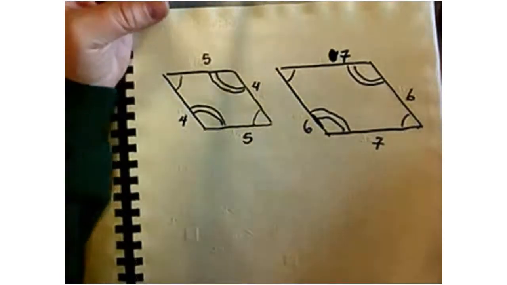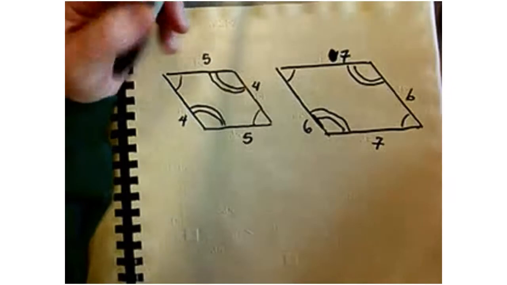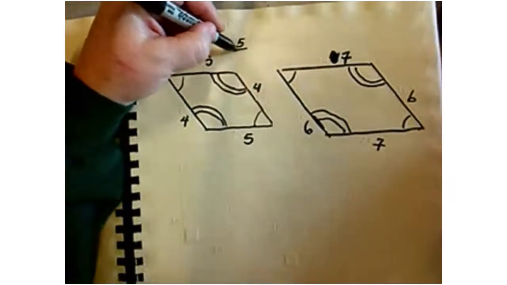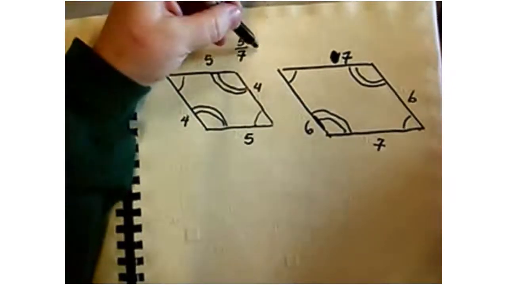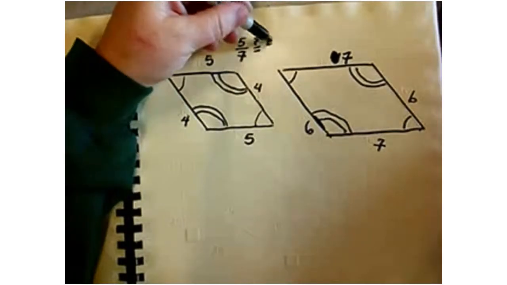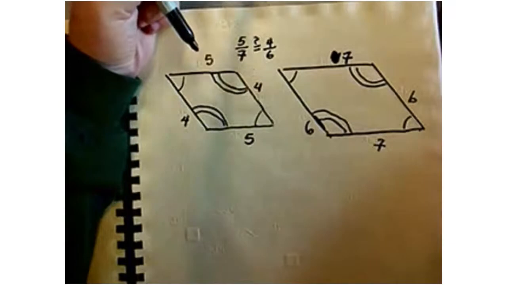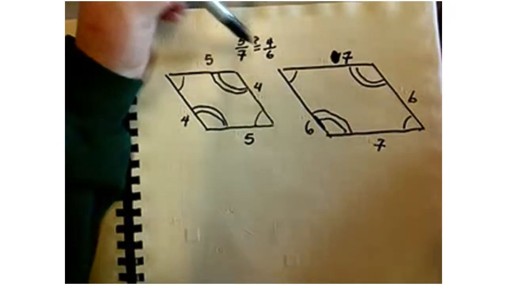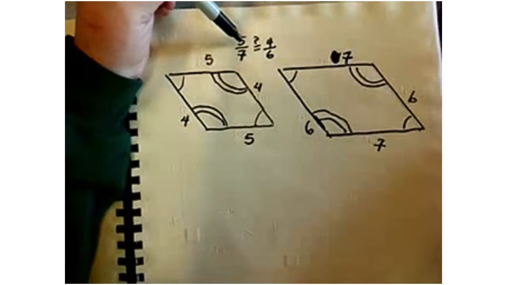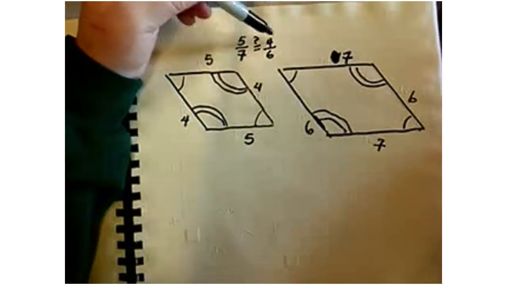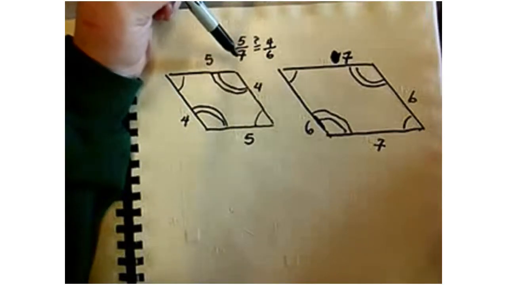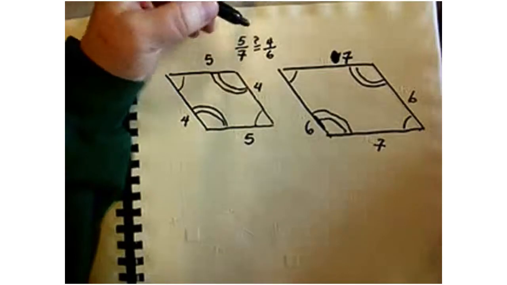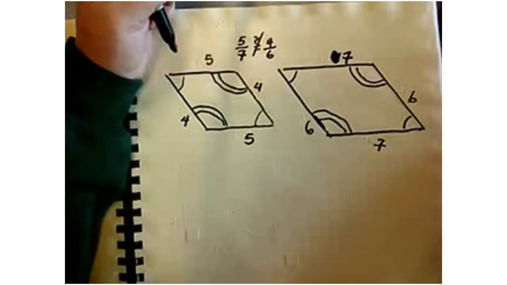So you would write out 5 over 7, does that equal 4 over 6? And you would check by cross multiplication. Well, 5 times 6, the extremes, the outers, is 30. The inners, the means, 4 times 7 is 28. 30 does not equal 28, so therefore this is not proportionate.